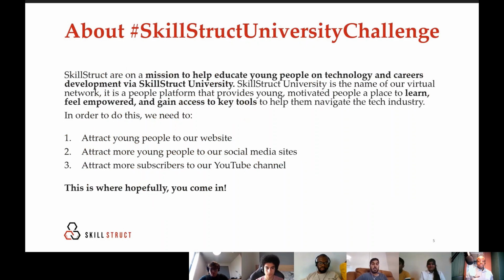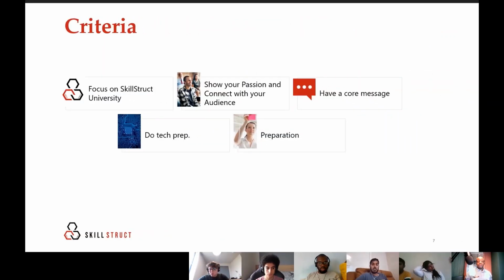About SkillStruct University: most of you have seen what the challenge is, so I won't bore you with it once again, but basically it's creating a product that helps what we do here at SkillStruct University. And so what are the criteria? I said at the beginning I'd let you know. The judges will be looking at how much you focused on SkillStruct University, how your content shows passion and conviction with the audience, and what your core message is. Do you have one? During the tech prep, everyone's got a tick on that already, because that's what we did at the beginning. And finally, how much you've prepared.